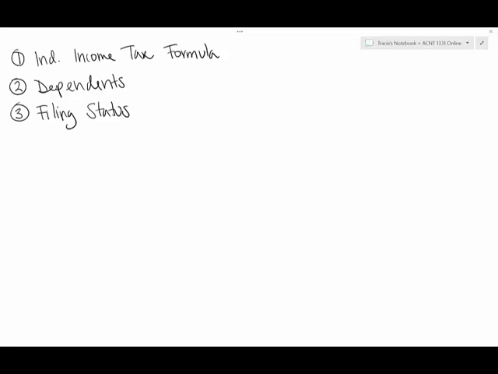The first video that we'll do today is an overview of the individual income tax formula. The objective is to help you understand the big picture. Many of the things we're going to talk about in this first video will be discussed in more detail in later chapters. The second and third videos, dealing with dependents and filing status, you will need to know in depth, as this is the only time we will cover these technical details. They will not be covered later elsewhere in the text.